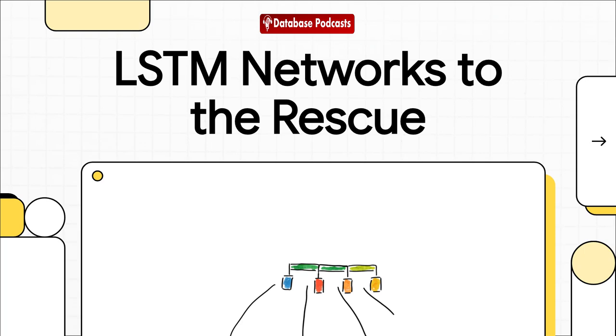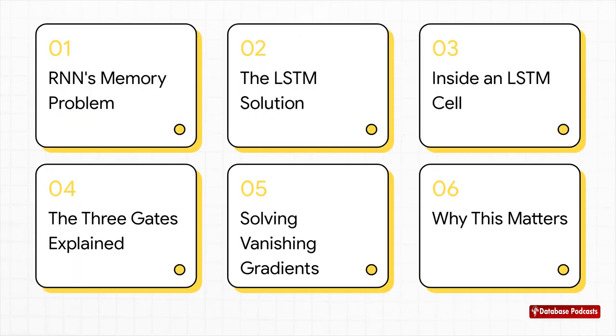Welcome to the explainer. There's a type of neural network called an RNN. They're fantastic with sequences, but they've got this one kind of weird problem, a really short memory. So why is that? All right, let's get right into it.